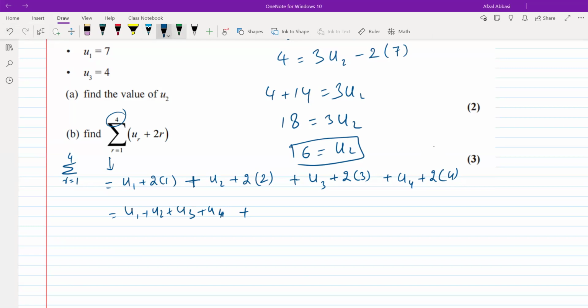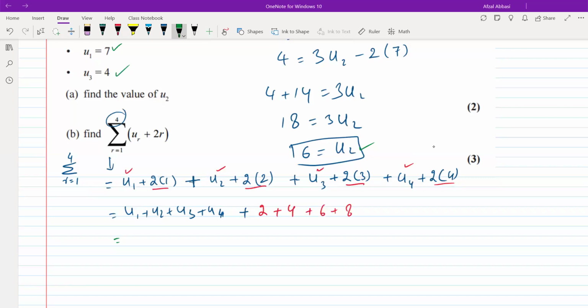Now I'm going to write these expressions. First I have written u1, u2, u3, and u4. I collected them together. And now I'm going to add these number parts, which is 2 plus 4 plus 6 plus 8. Now for the sum of u1 to u4, we already have u1, we have calculated u2, we have u3, but u4 we don't have, so we need to calculate u4 in order to place that here.